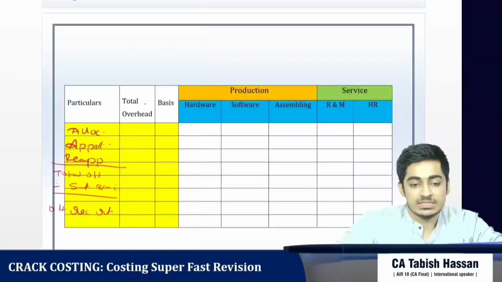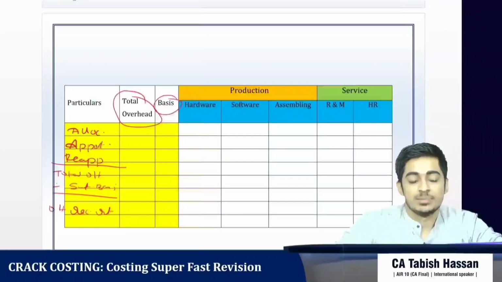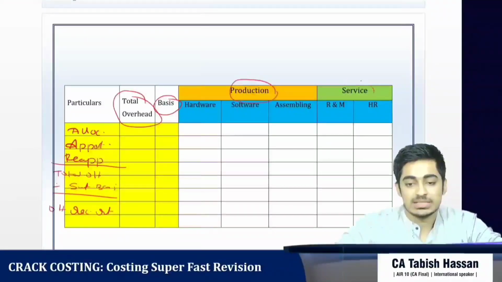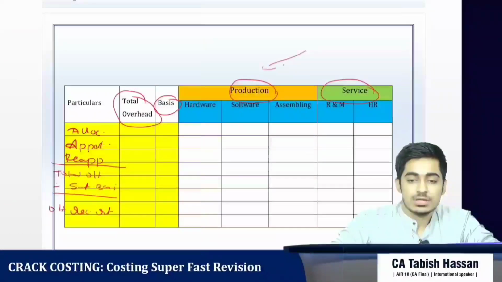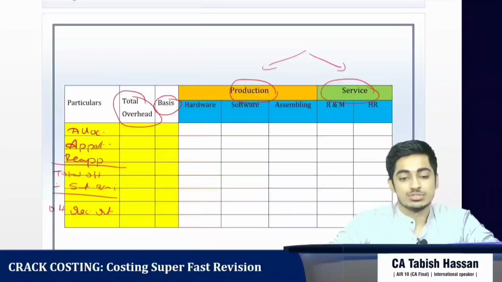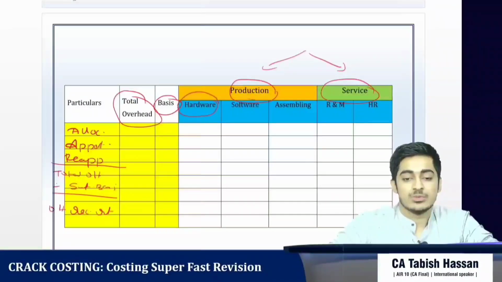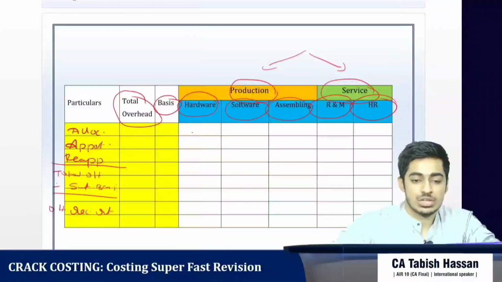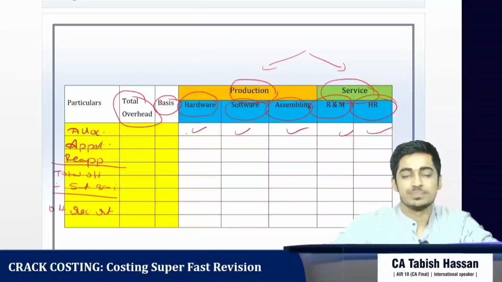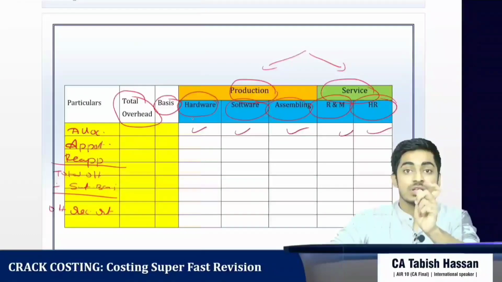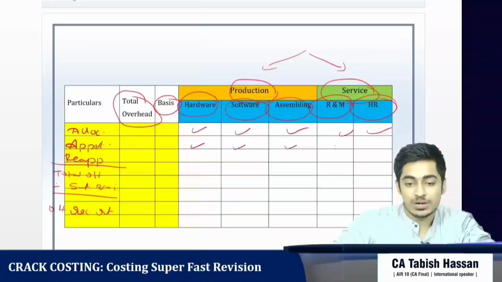We write the particulars, total overheads, we write the basis on which this is distributed amongst departments, and then we have the production department and service department. I've just taken a simple example of Xiaomi, assuming it manufactures only mobiles. So we have in the production department hardware, software, and assembly, and in service department we have taken repairs and maintenance and HR. So in allocation, what we do is we've got the direct cost, we distribute it to all departments. Apportionment, it will not be directly available, but based on a relevant basis, we distribute it to all departments.